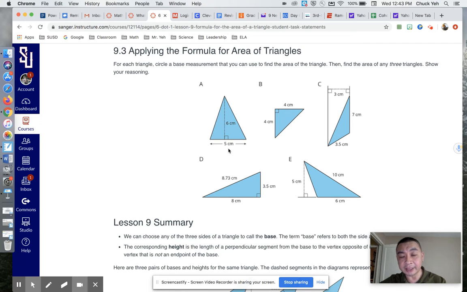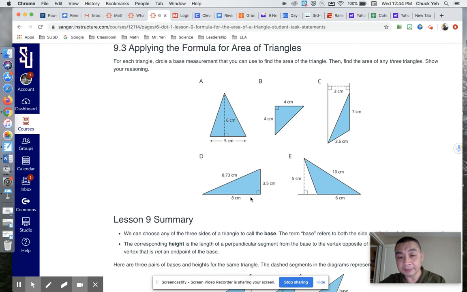A, the base is 5, and the area is 15. Right? Because 5 times 6 is 30, divided by 2 is 15. B, the base is 4, and the area is 8, because 4 times 4 is 16, divided by 2 is 8. C, the base is 7, okay, and the height is 3. And then 21 divided by 2 is 10.5 square centimeters. The base and height is never going to be the slant measurement. And this, the dot, the segment, always tells you that it's the height.